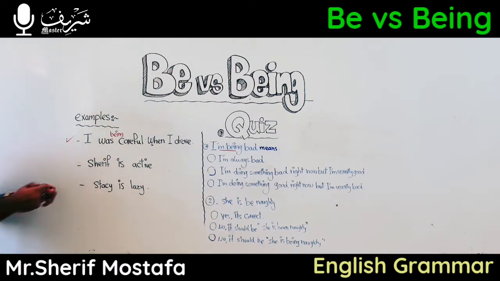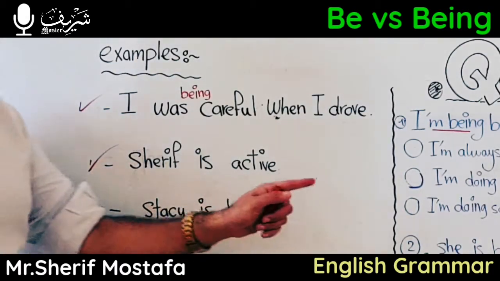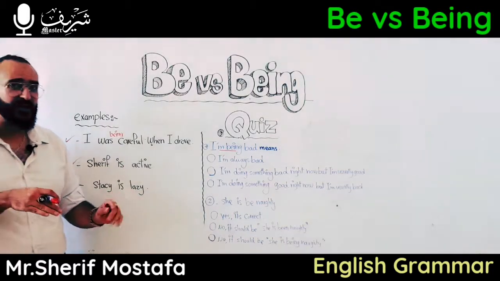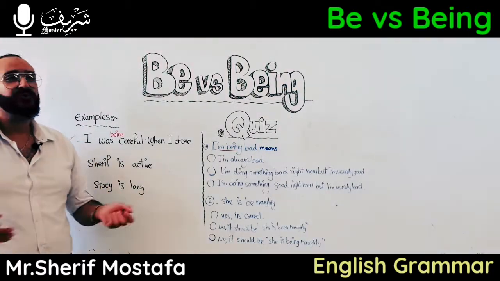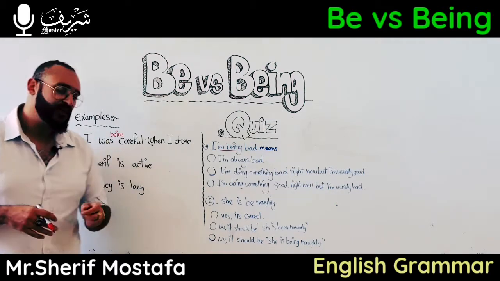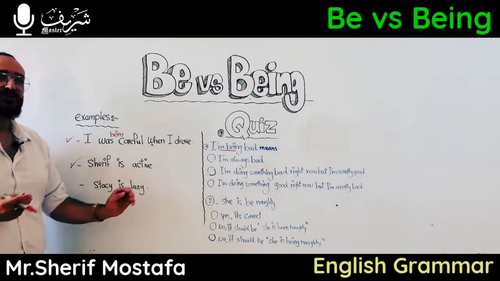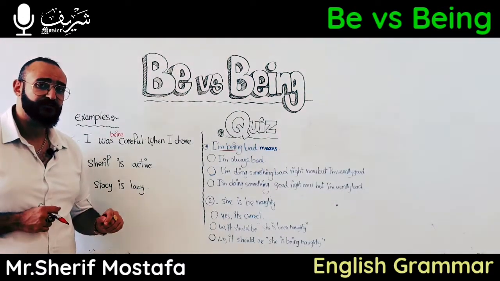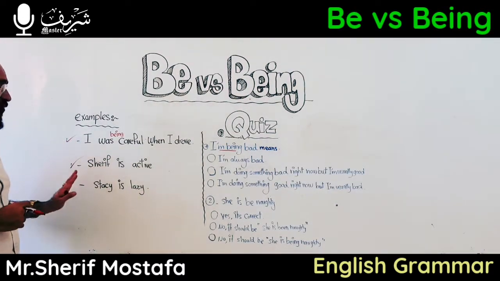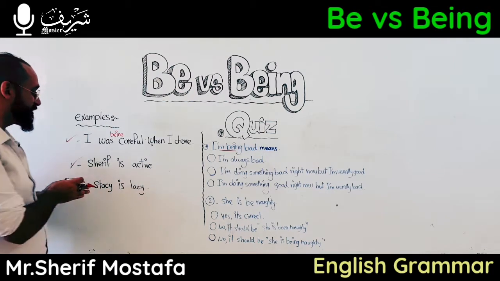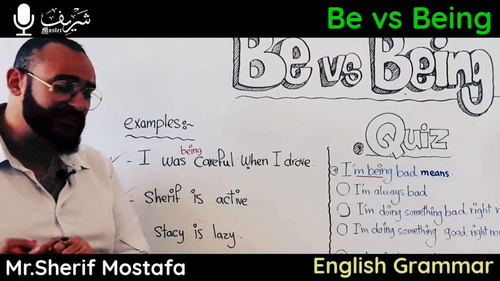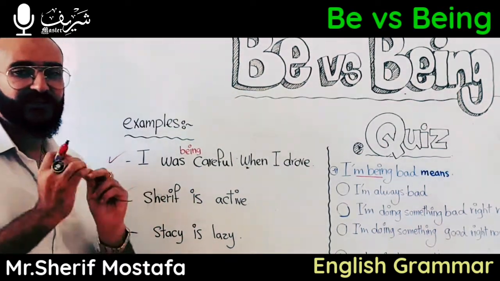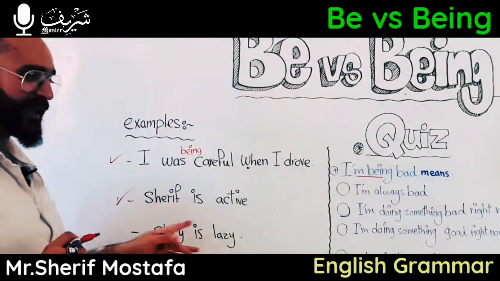And for the second example, "Sherif is active." If I want to say that Sherif is usually or always active, shall I leave it as it is or shall I add something to it? You have 2 seconds. Perfect. Yes, so I will leave it as it is. Why? Because Sherif's personality is active. He is always active. He is not acting as a temporary situation, but he's active right now.